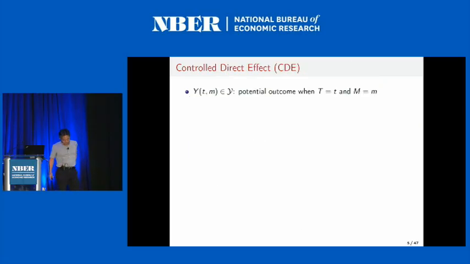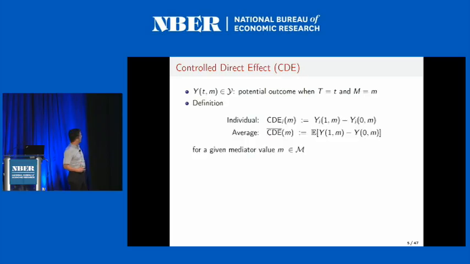Okay, so the first way to think about the direct and indirect effect is something called the controlled direct effect. To understand this, we have to use the potential outcomes notation: Y as a function of the treatment and the mediator. This is the outcome that would be realized if the treatment is set to little t and the mediator is set to little m. The definition of the controlled direct effect is pretty intuitive. You're changing the treatment from 0 to 1 while holding the mediator constant at a particular value m. You can define this at the individual level, and if you average it over the population, you get the average controlled direct effect.